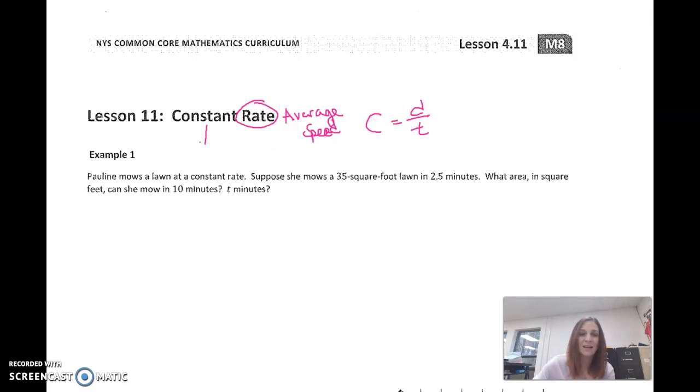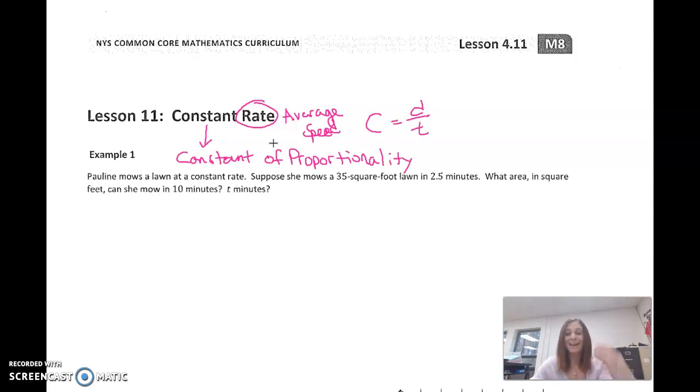And this constant, guys, when we think of it in terms of the seventh grade way of thinking, is still our constant of proportionality. It's the number we're multiplying by. So we're looking for what we're multiplying by as time goes on.